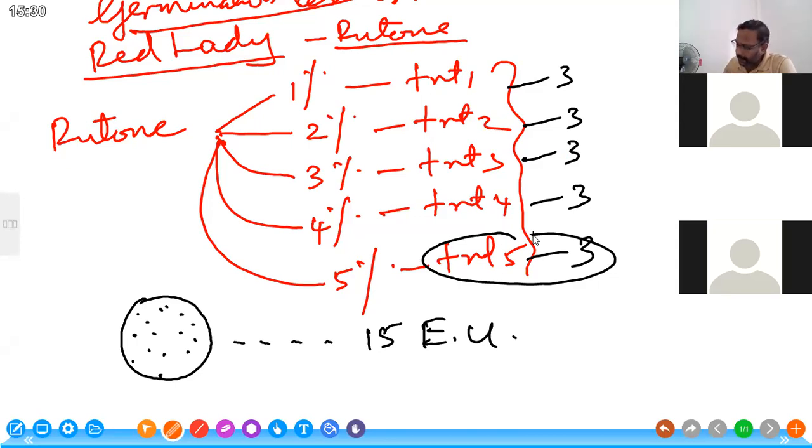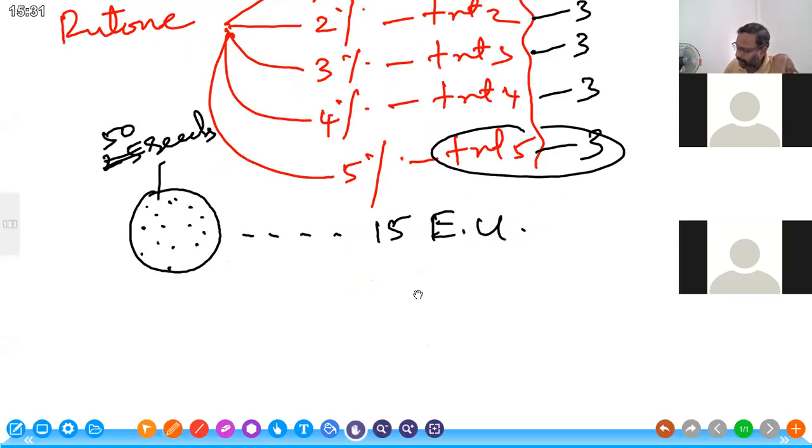So let's say each Petri dish consists of 50 seeds. So how many seeds do you need? Oh, 50 seeds, I will say 50 seeds per Petri dish. So how many seeds do I need? 750 seeds. I need 750 seeds.